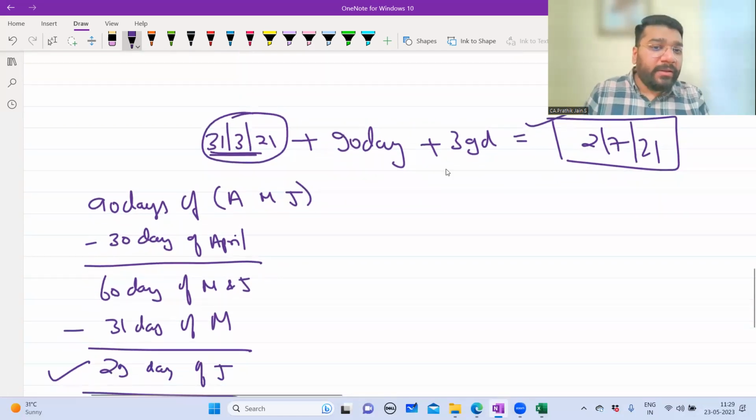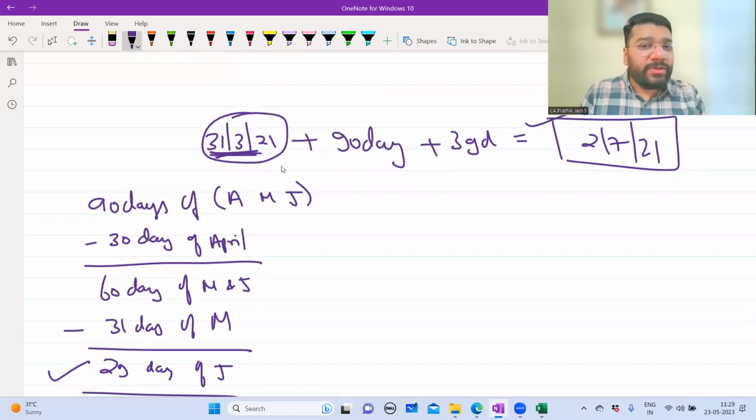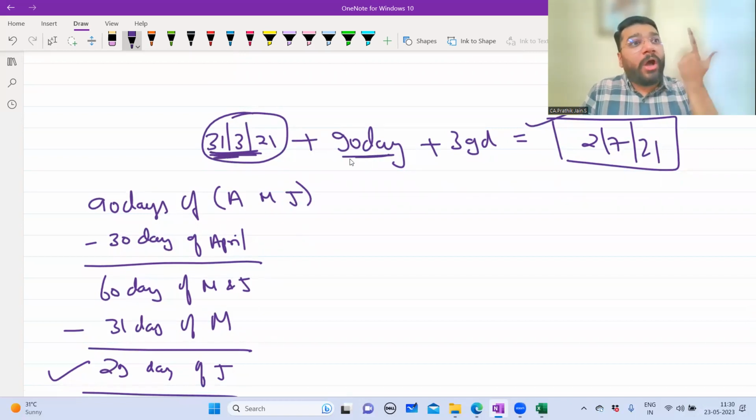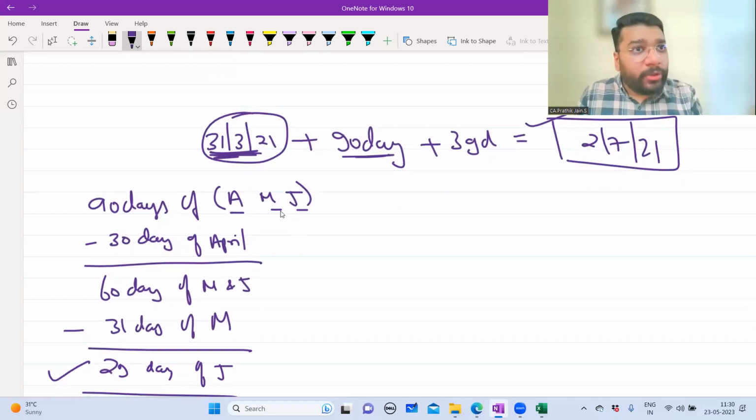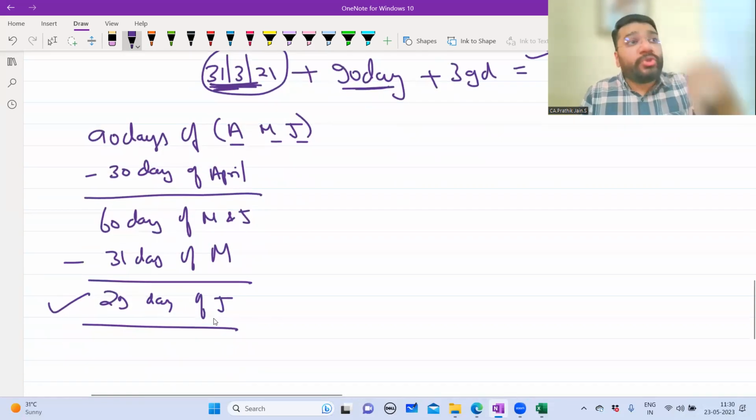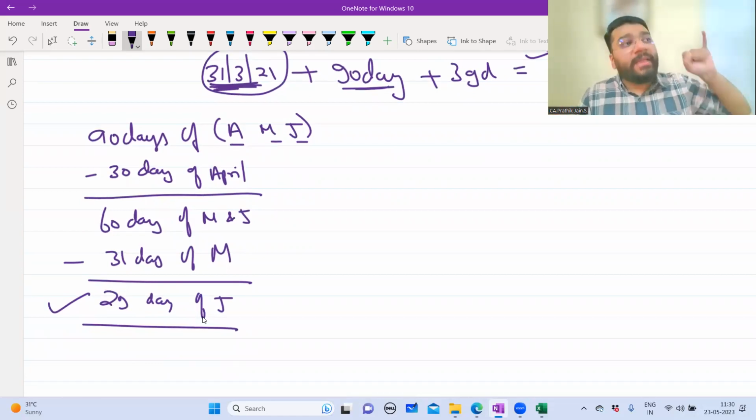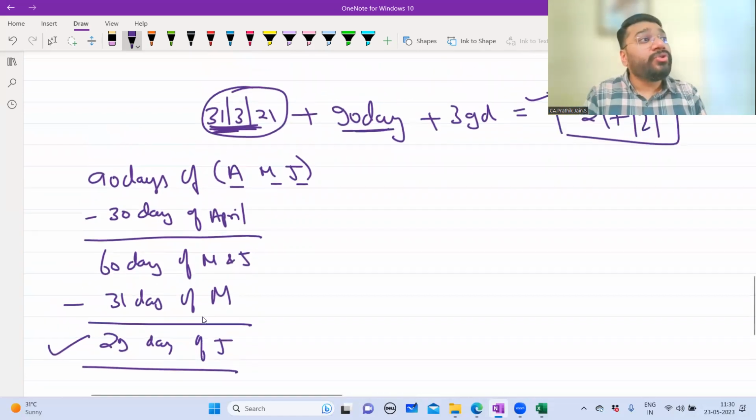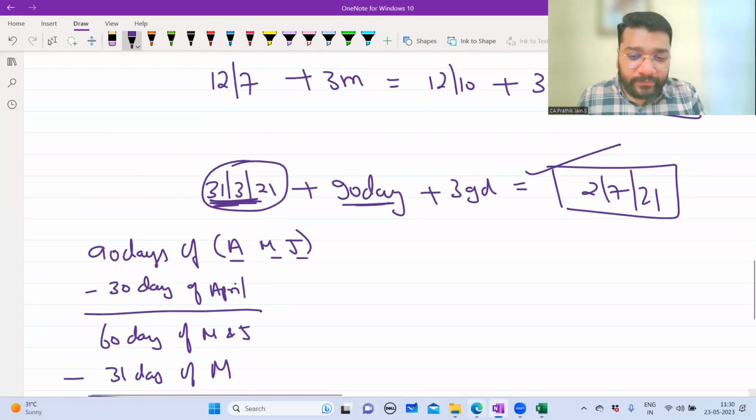One more time, I'll repeat. It's very simple. 31st March, we have to add 90 days. So after 31st March, 90 days of what? How many months? April, May and June. Correct. Approximately. Somehow June is also getting included. From this 90 days of future months, if I minus 30 days of April, I'll be left with 60 days of future months, which is May and June. From that, if I minus the next month, 31 days of May, I'll get 29 days of June. So 29th June is your due date, plus 3 grace days, which means 31, 2. So 2nd of July is your due date or the maturity date.